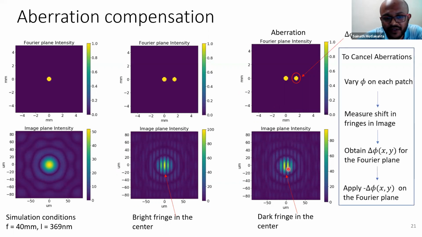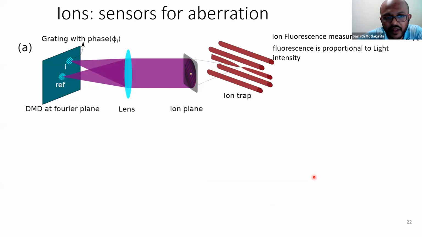We measure the phase shift generated by the aberrations by varying the phase of one of the patches with respect to the other, and fit it to find the phase difference. And now you apply that obtained phase difference, delta phi, onto the Fourier plane, and then you can cancel the aberrations. So in our setup, we use ions as the single sensors for measuring the aberrations. Similar to the scheme shown in the previous slide, we use the DMD to create these two patches, which selectively allow the light to interfere with respect to the central patch.